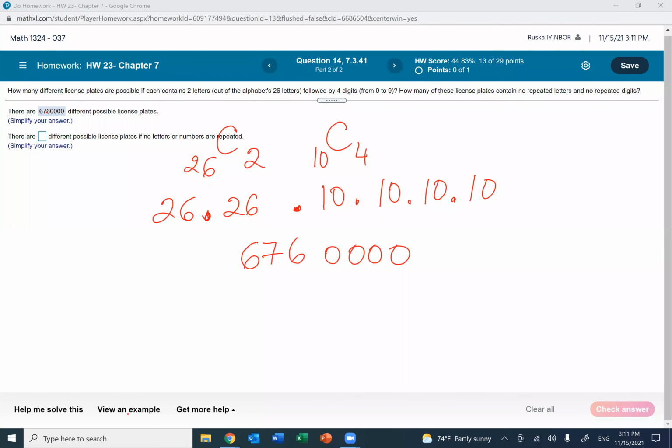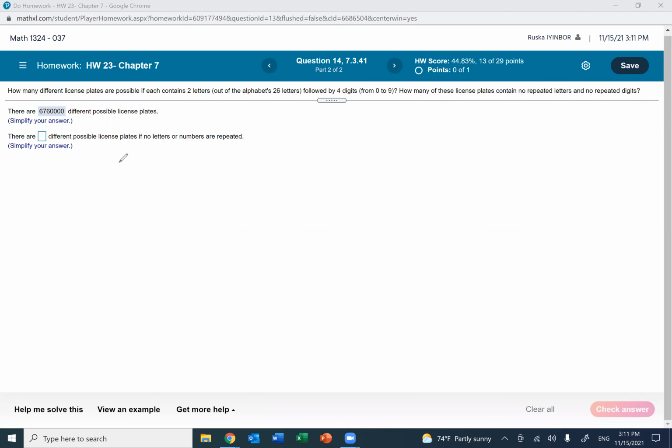So what you're doing here, we have no repetition, so the letters are not repeated. We're gonna multiply 26 times 25. That's gonna give me the letters. And then you start with 4 digits. So you start multiplying by 10, 9, 8, and 7. So these are the letters, and then the second part is the digits. When I multiply those numbers, I should get my answer.